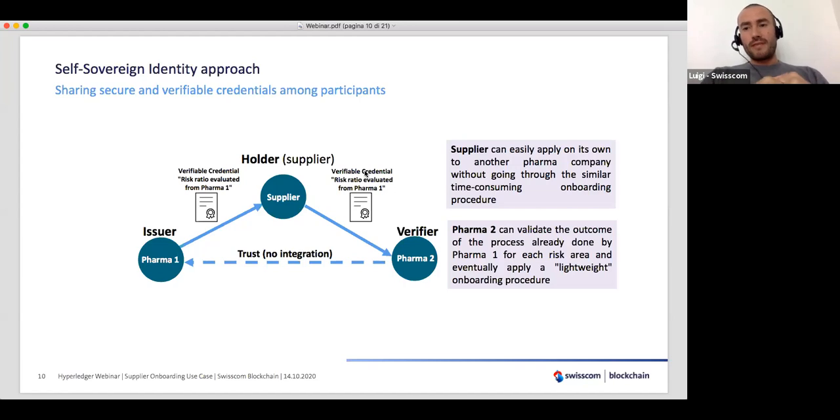So whenever the supplier then shares this verifiable credential with a third party, the third party will not be capable to see which was the original issuer, so Pharma 1. Anyway, they will be capable to keep having trust in this verifiable credential because they trust the neutral auditor that has been placed, from a business perspective, into this ecosystem of participants. And this is one solution that we are looking into exactly to cover this antitrust aspect.